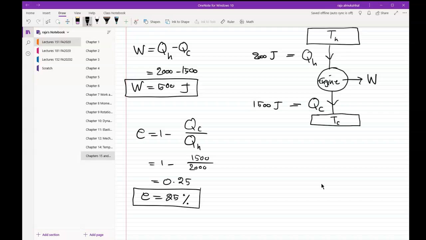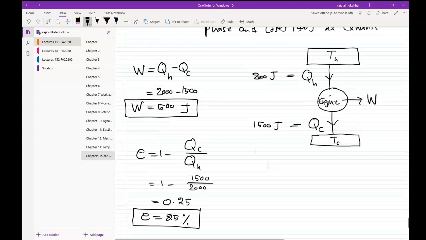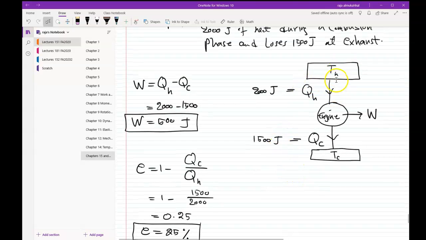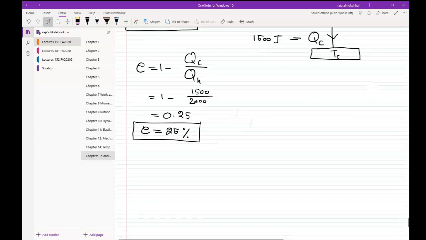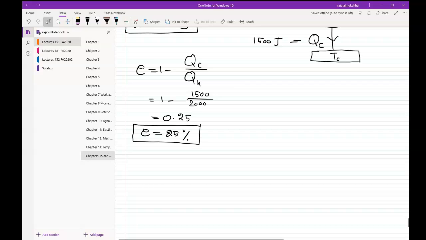What does that mean? It means that of the heat given off by the hot reservoir, 2,000 joule, only 25% of it is used as useful work, and a whopping 75% of it is just waste, going to the environment. Actually, this is a very efficient engine. Most engines are in the range of 20% or even less. Car engines are the same way. If I remember calculating some engines for cars, they were in the range of 20%, maybe 25% if they're really good, but around 20%, give or take.